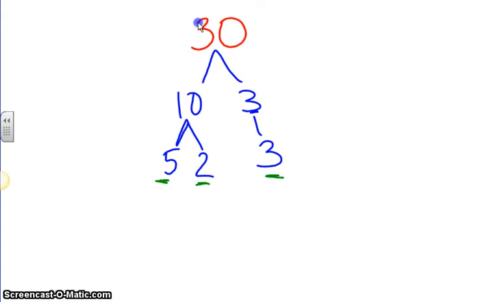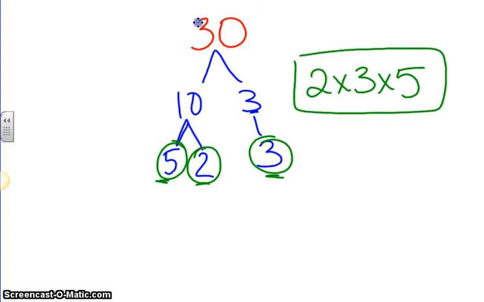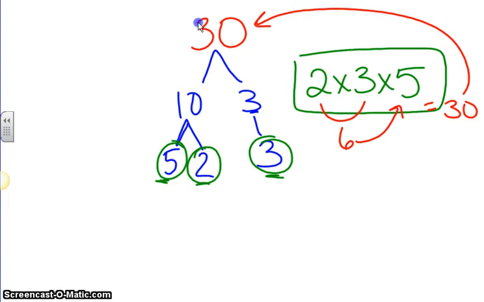So how do we write that as an answer? Let me circle these so we know. We write that as 2 times 3 times 5. That is the prime factorization of 30, because 2 is prime, 3 is prime, and 5 is prime. If we do 2 times 3, we get 6. 6 times 5 is 30, which matches our original number, which shows that our prime factorization was correct. You can only have prime factorization if every single factor is prime.